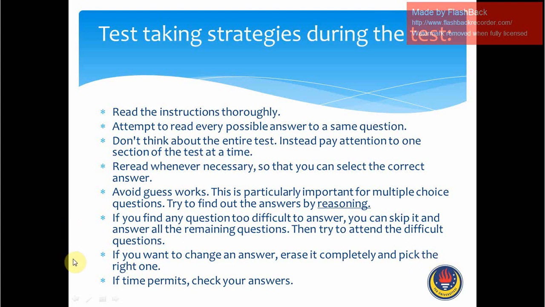Now, one important thing in the EPL is that if you want to change an answer, don't cross it out in the optical form. Make sure you erase it completely. If you don't have an eraser, ask one of the invigilators and they'll be able to help you. And always check your answers.